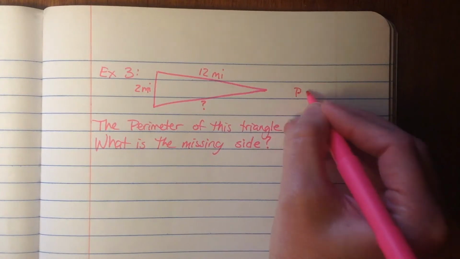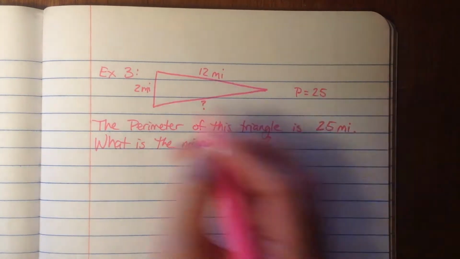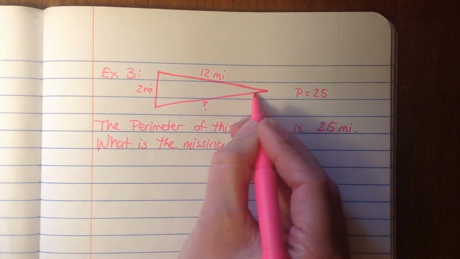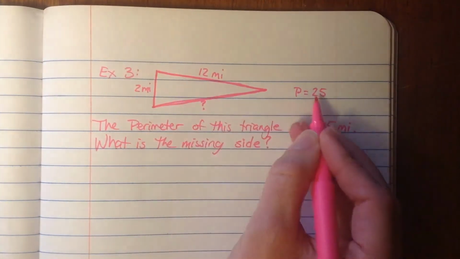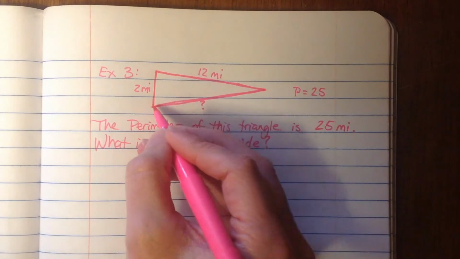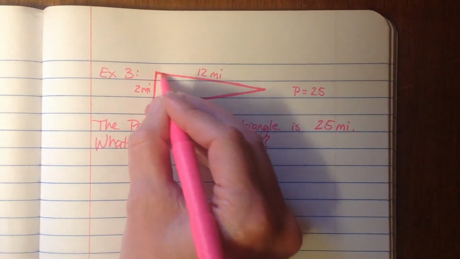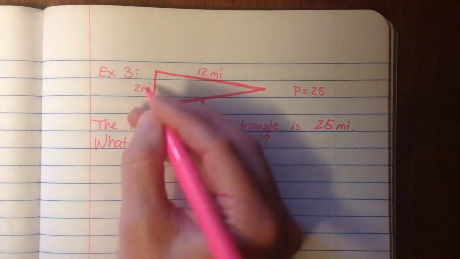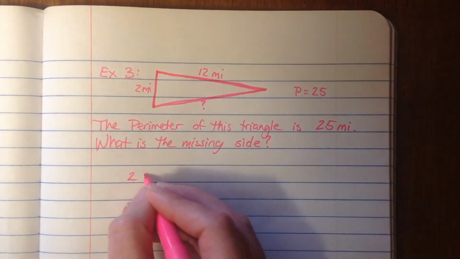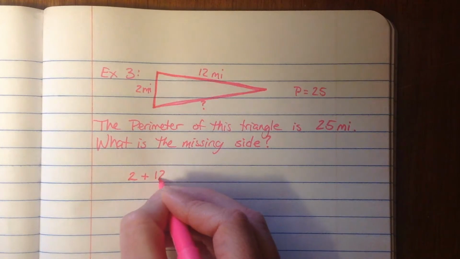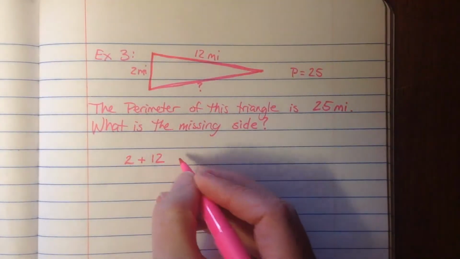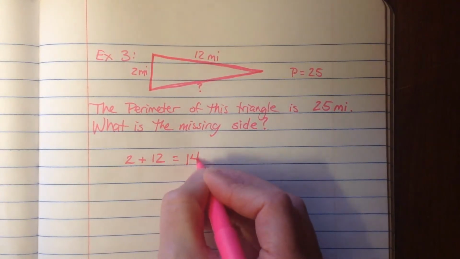So here's what we already know. We know that the perimeter is 25. We know that the distance of this plus this has to come out to be 25. Well, let's go ahead and see how much we have here in distance already. How much do we already know? Well, we know that we have a side of 2 and a side of 12. So we're going to add those two sides already given together. 2 plus 12 is equal to 14.